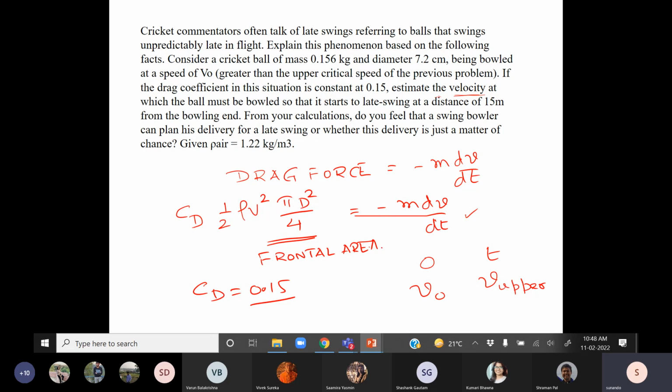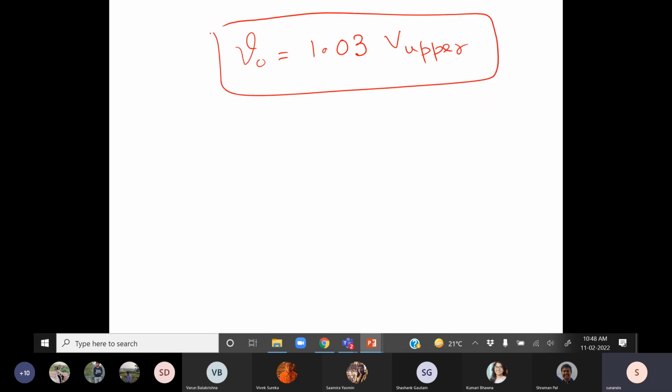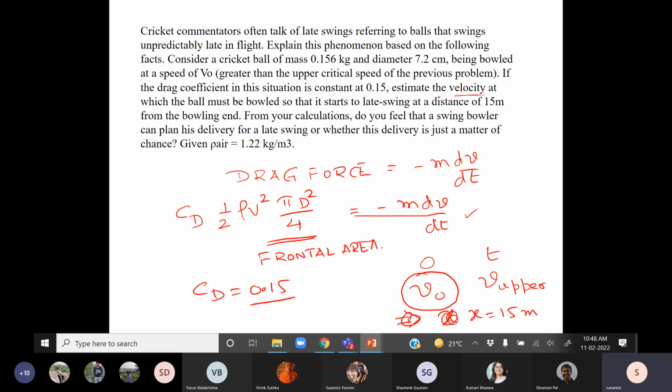And that would give you the x, and the distance is provided as 15 meters. So this being the unknown, you should be able to evaluate what this v naught is. And you would see the result of this is 1.03 v upper. This is the expression. Is there any question on this part?